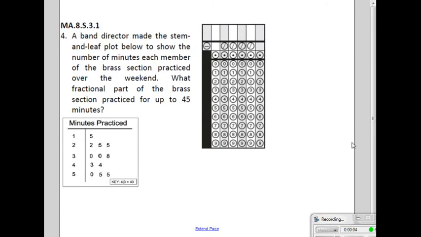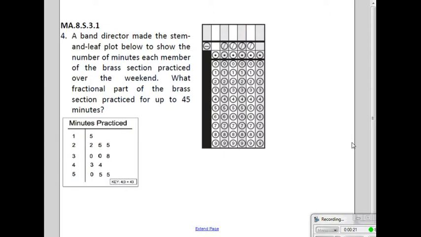Okay, so let's continue with week 6. Question number 4 says a band director made the stem and leaf plot below to show the number of minutes each member of the brass section practiced over the weekend. What fractional part of the brass section practiced for up to 45 minutes?